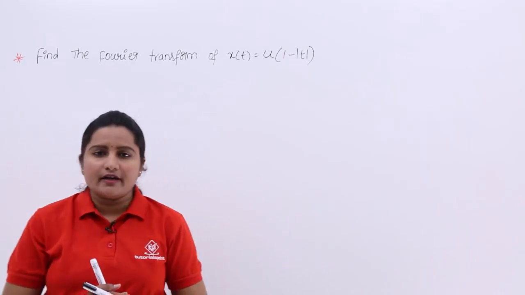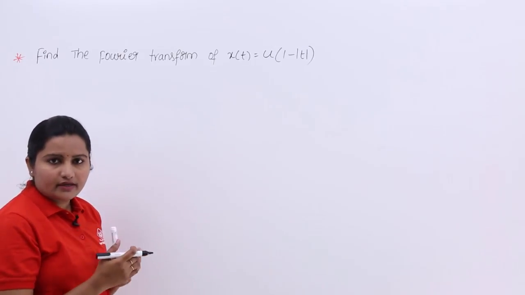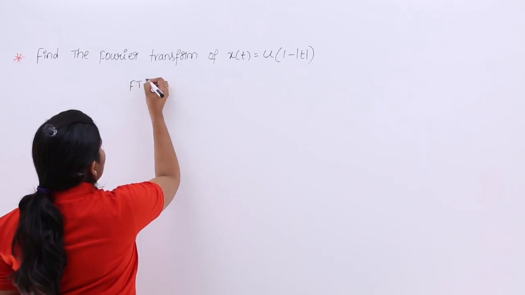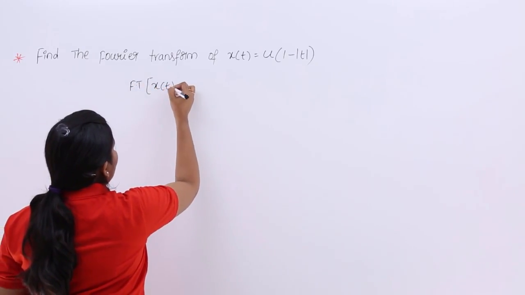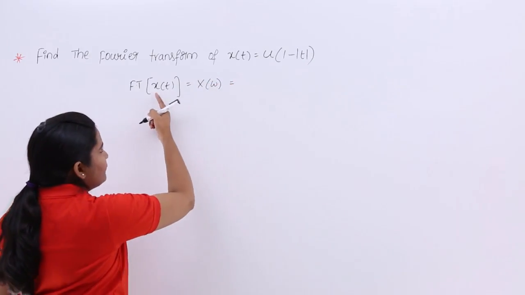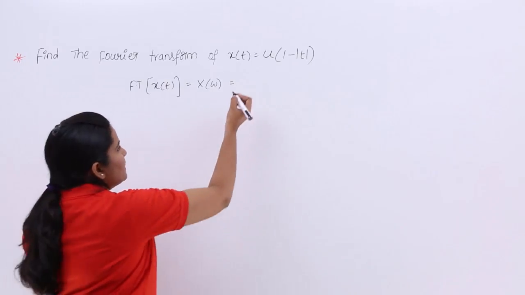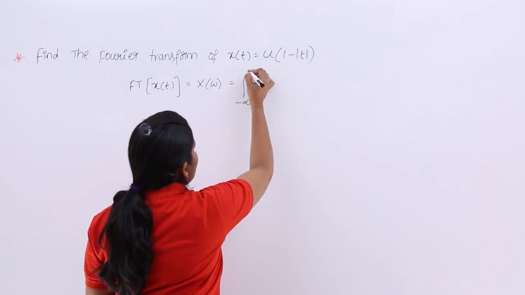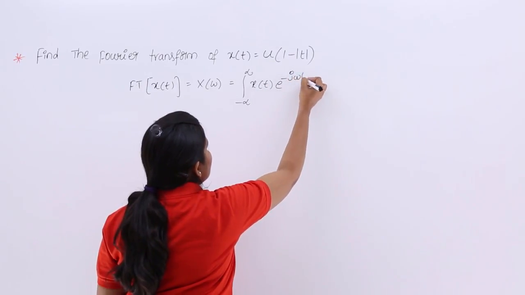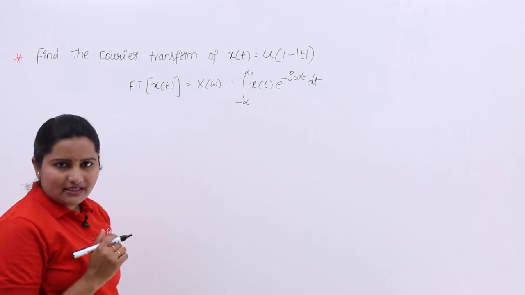To find the Fourier transform, first we need to go to the Fourier transform equation. Here, the Fourier transform of x of t is also called X of omega. The Fourier transform of x of t can be represented with X of omega. The equation to calculate the Fourier transform is the integral of x of t into e power minus j omega t dt. This is the equation to calculate the Fourier transform of a given x of t.